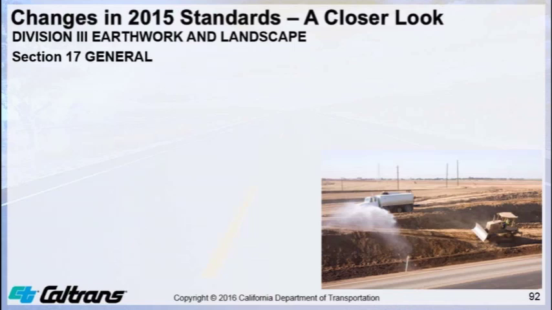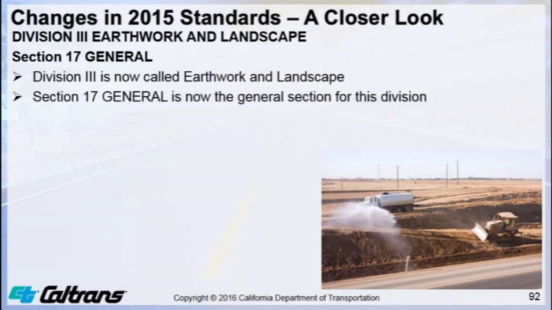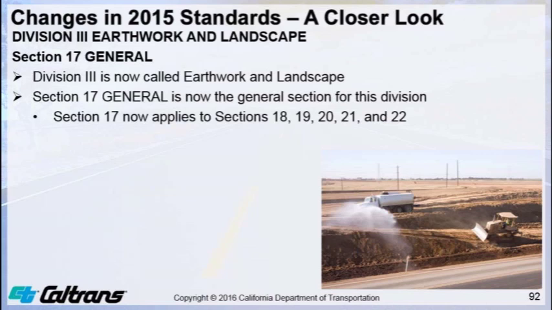Now let us take a look at some changes in Division 3, which is now called Earthwork and Landscape. Section 17 General is the general section for Division 3 and applies to all the sections within the division, namely Sections 18, 19, 20, 21, and 22. For a lot of us, it's going to be a little hard to get used to, because we're used to always saying Section 16, but clearing and grubbing is now in Section 17-2.